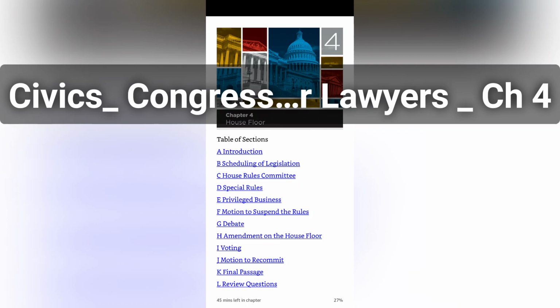Section G, debate. When the leadership wishes to take up major legislation on the House floor, except for some privileged matter and matters taken up under suspension of the rules, the process generally begins by calling up a special rule that has been reported from the Rules Committee. The special rule determines what the conditions for debate and amendments on the floor will be.